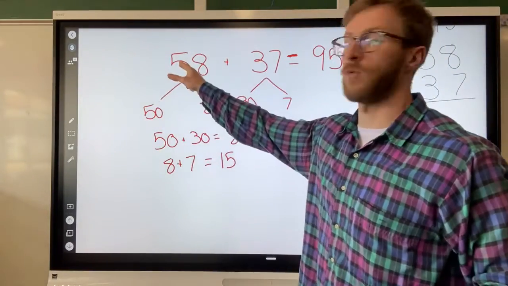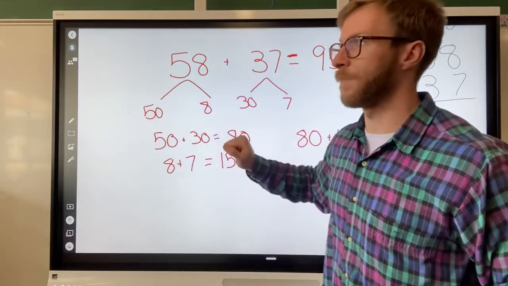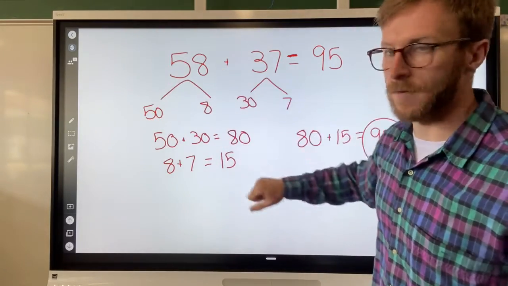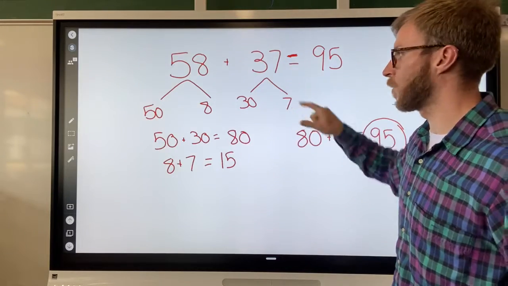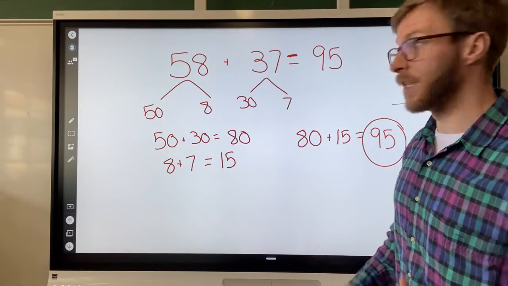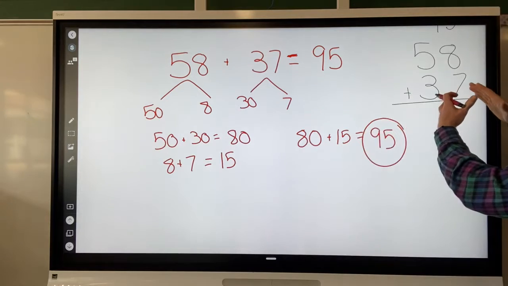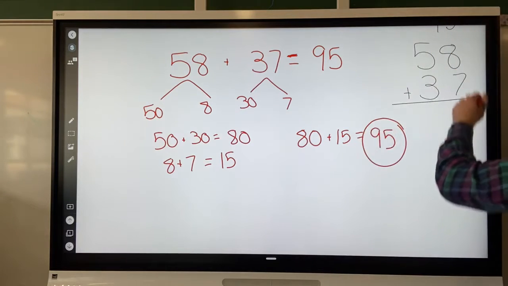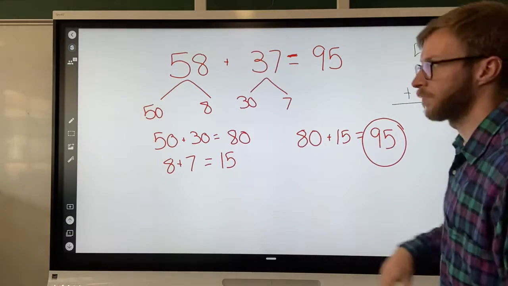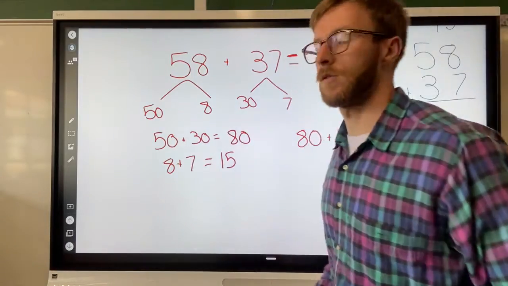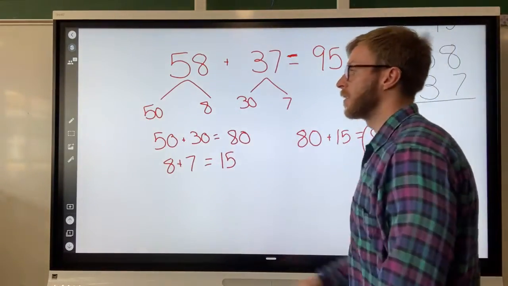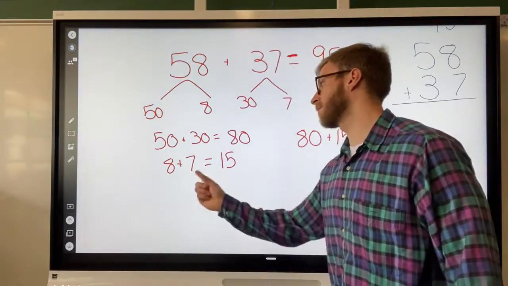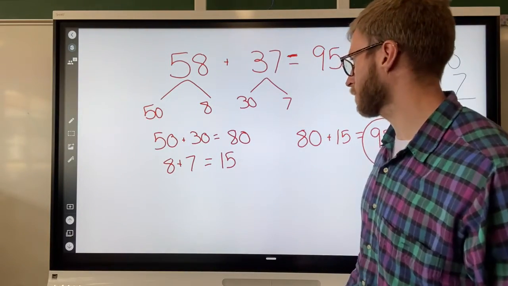We have 5 tens. What does 5 tens equal? It equals 50. We have 8 ones, and that's just 8. Over here we have 3 tens, which equals 30, and 7 ones for 7. And then just like we do over here, we add the tens together and we add the ones together. We do the ones first, then the tens. They added the tens together, so they did 5 tens or 50 plus 30 and got 80. And then they added the ones together. 8 and 7 got 15.